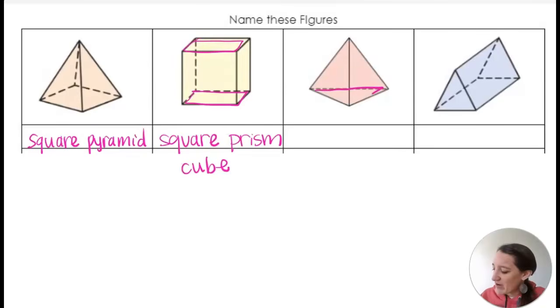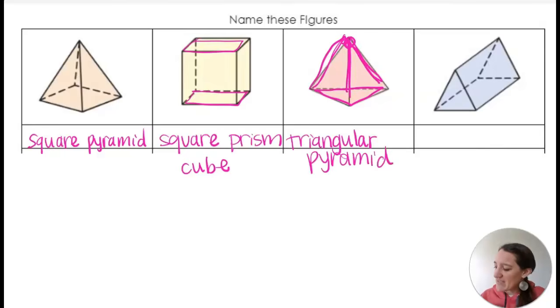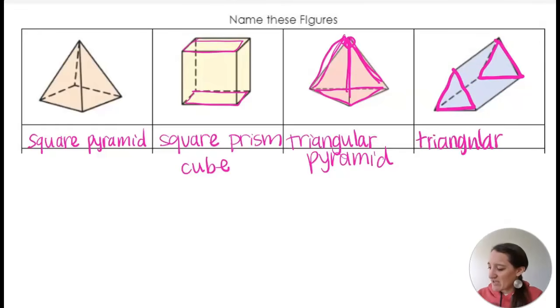All right, over here, the bottom base is a triangle. So we're going to call it triangular, but then it comes up to a point, doesn't it? So because it comes up to that point, it is a pyramid. And then this one, are these the bases? No, actually these are the bases because they are opposite of each other. And those are triangles. So it's a triangular. And then the faces are rectangles, aren't they? So triangular prism. How did you do?